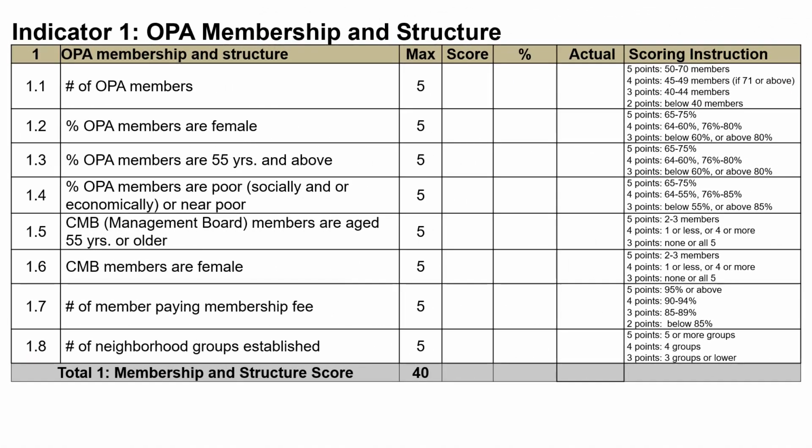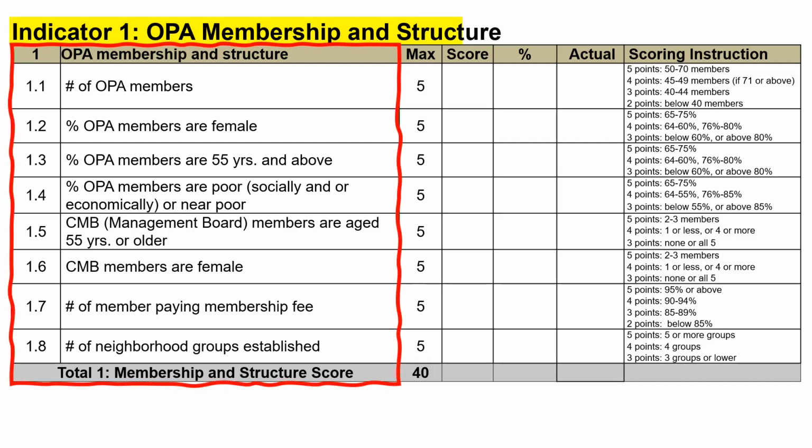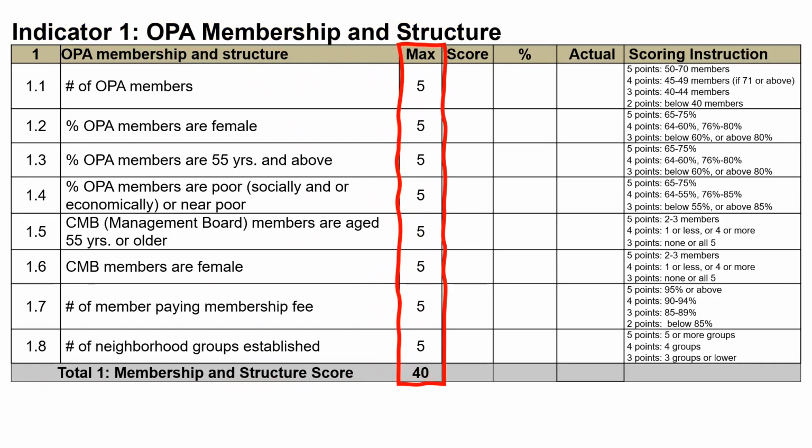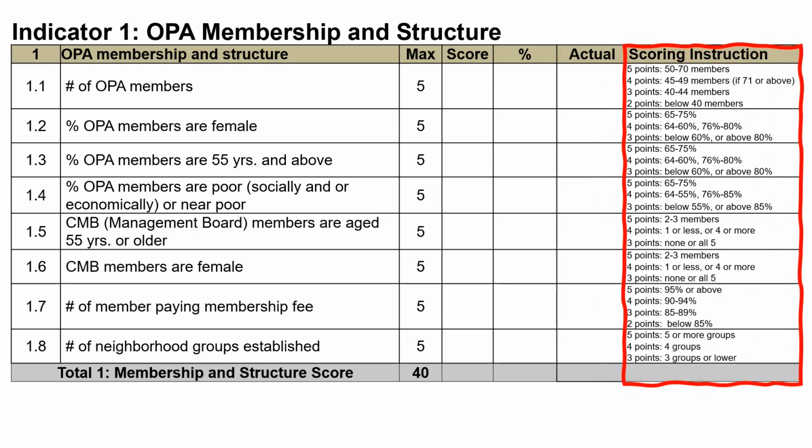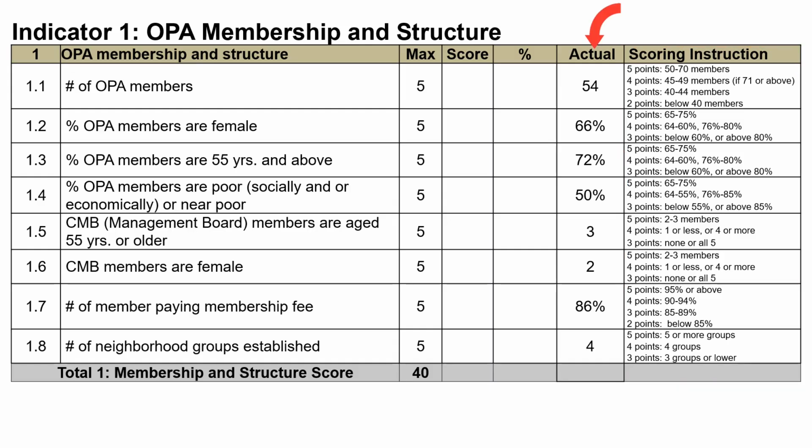Now, let's look at the indicators. Indicator 1 is the OPA membership and structure. It has a total of 8 sub-indicators and a maximum score of 40. Here, in this column, each sub-indicator is given scoring instructions. For example, an OPA that has 50 to 70 members is given 5 points.